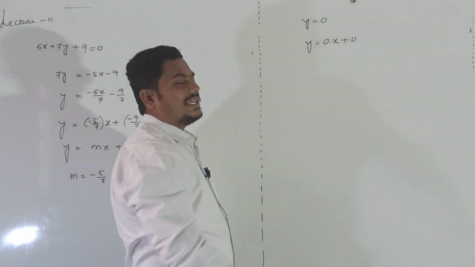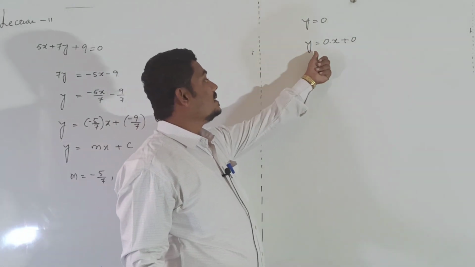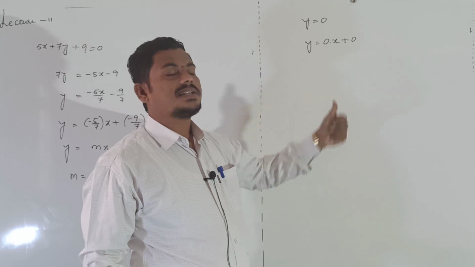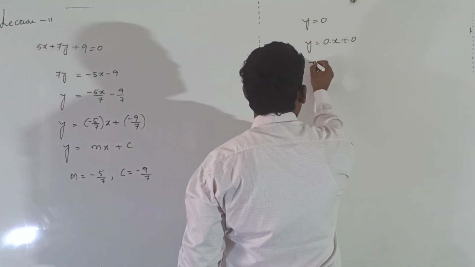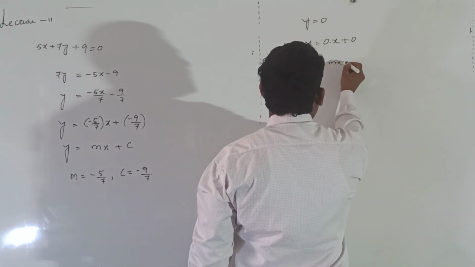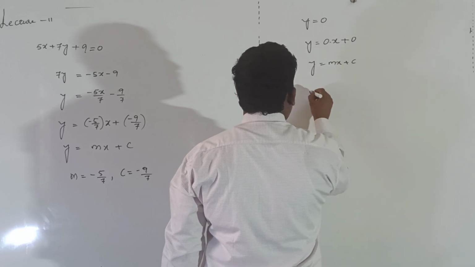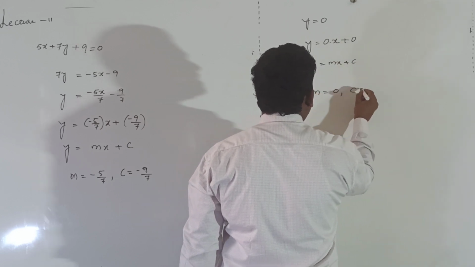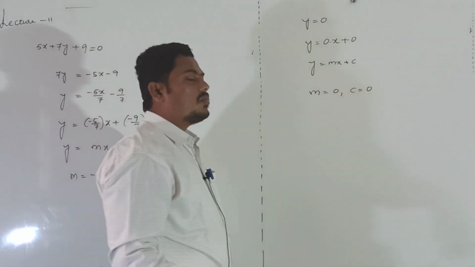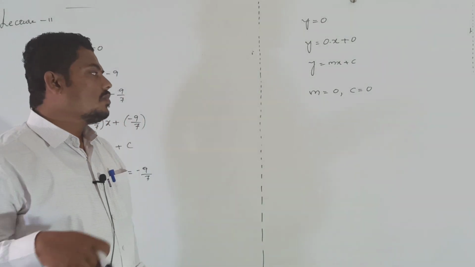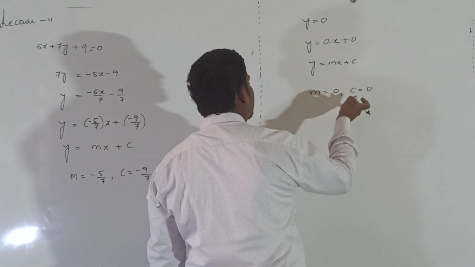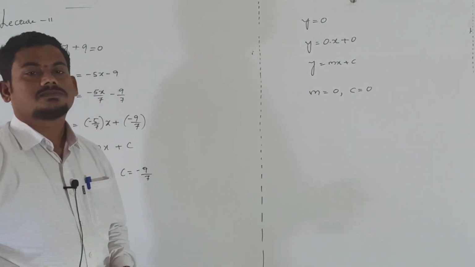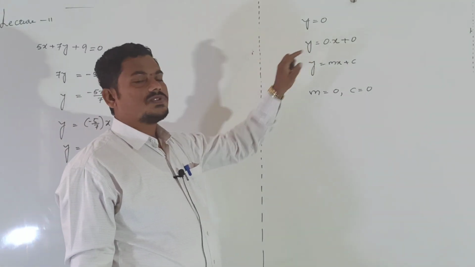Both are one and the same, but second equation is in slope intercept form. Clearly it is like y equal to mx plus c. Then what is m value? 0. What is c value? 0. Both intercept and slopes are 0, right? y equal to 0.